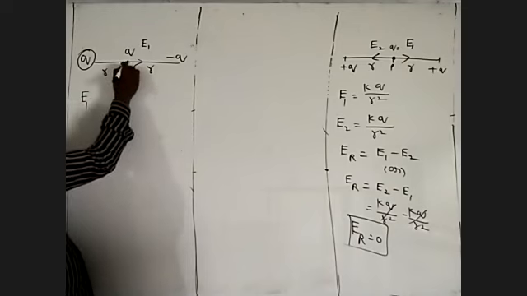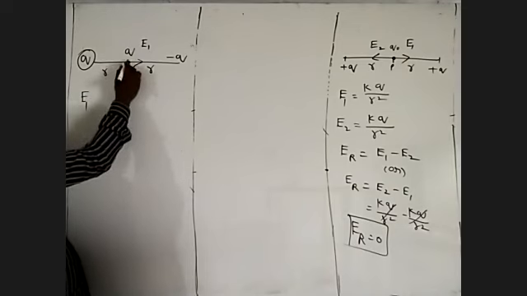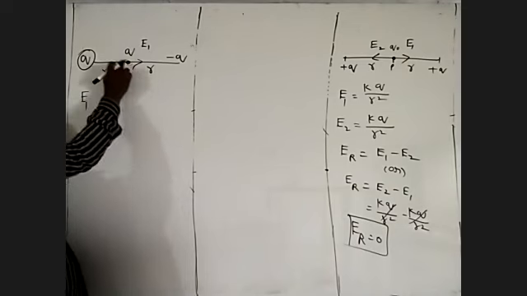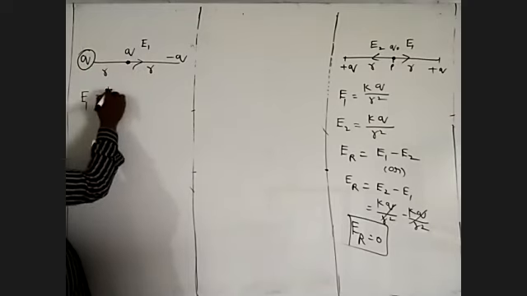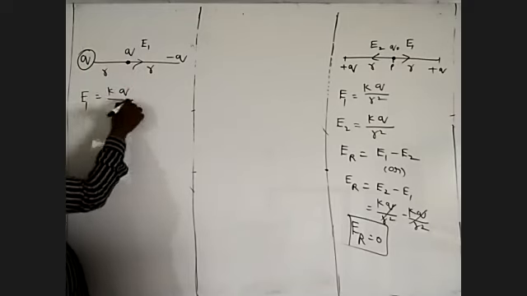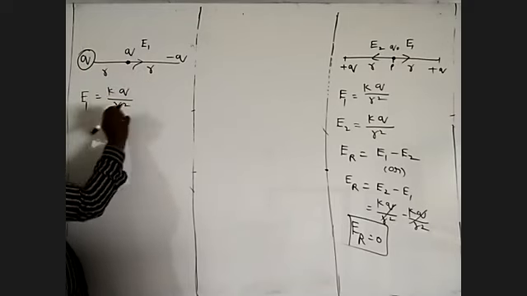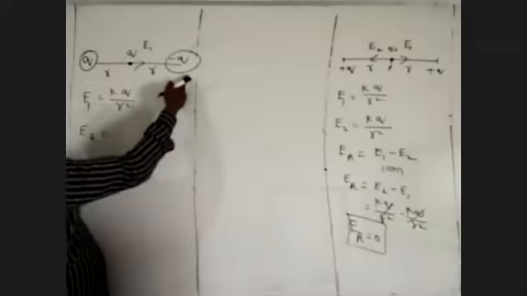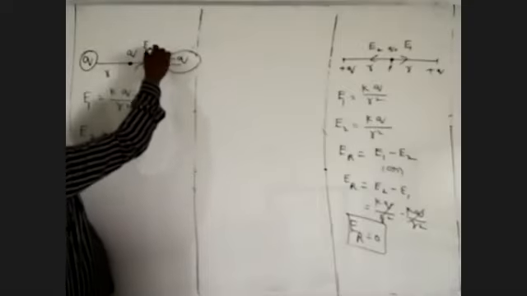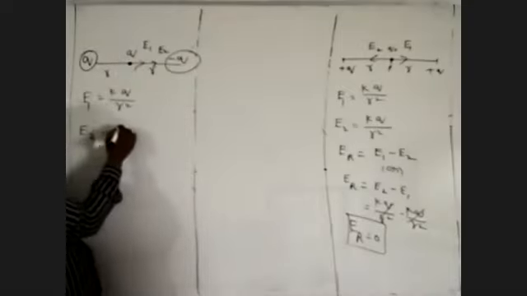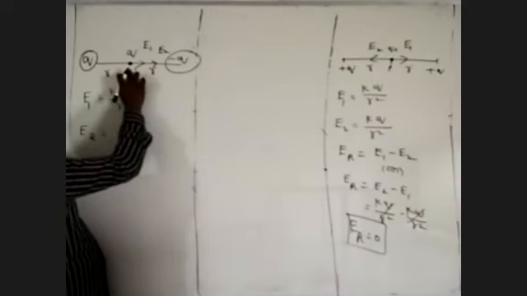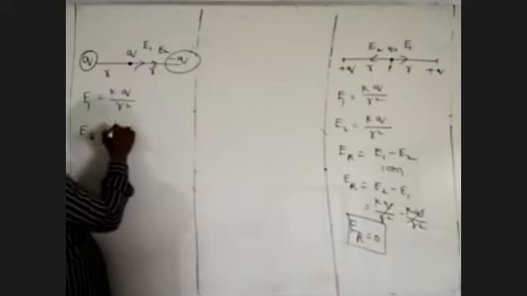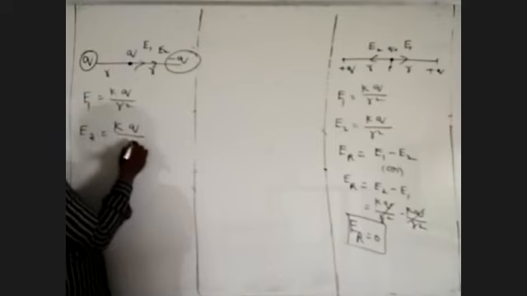E1 means at this point we calculate the electric field due to the charge, which is equal to K into Q by the distance from here to here, R square. Next E2. This is a negative charge. The negative charge attracts, so this direction is electric field E2. E2 is equal to, at this point, we have to calculate the electric field due to the charge: KQ by R square.